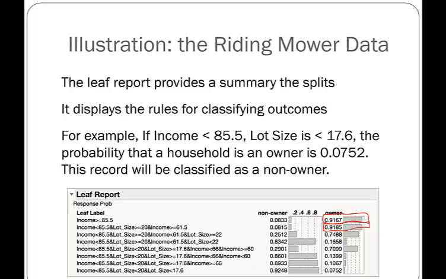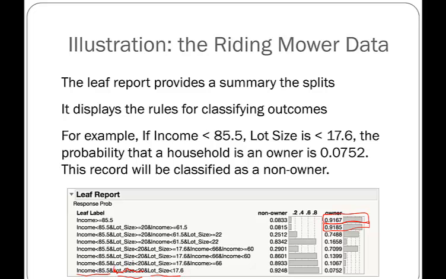There is some redundancy sometimes, and things can be simplified. For example, this last one says income less than 85.5, lot size less than 20, and lot size less than 17.6. So we really could just get rid of that part right there and say income less than 85.5 and lot size less than 17.6.